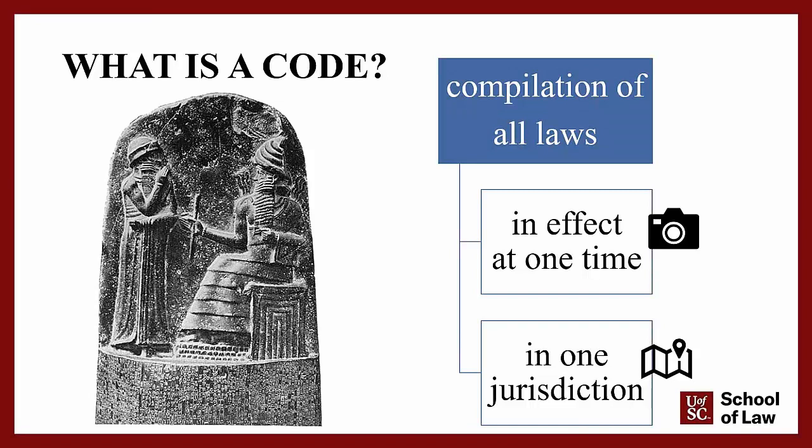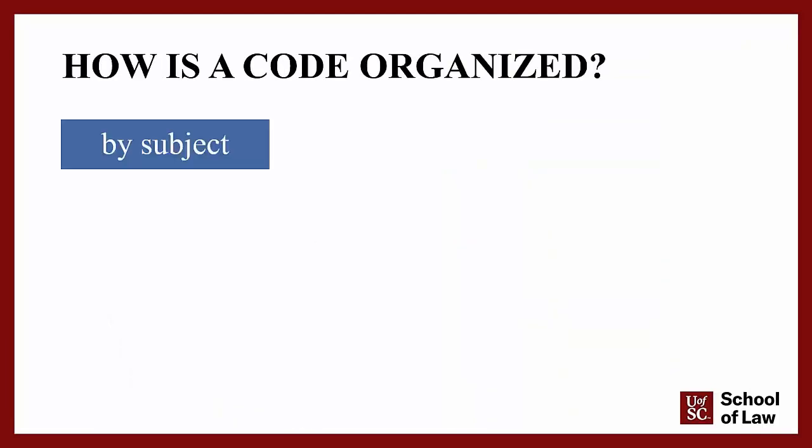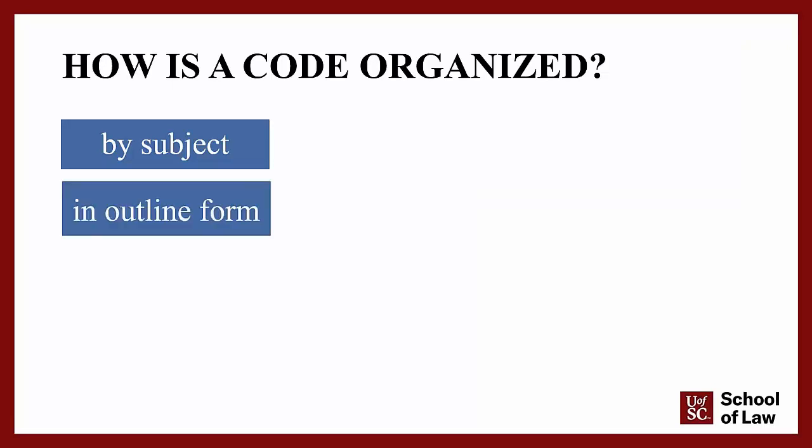First question is, what is a code? You can see a picture here of Hammurabi's Code, one of the ancient codes of law. Any code is a compilation of all the laws that were in effect at one time in one jurisdiction. That's what a code still is today. How is a code organized? By subject, which makes a lot of sense to us as librarians. And then as you delve into each subject, you will see an outline format appear.